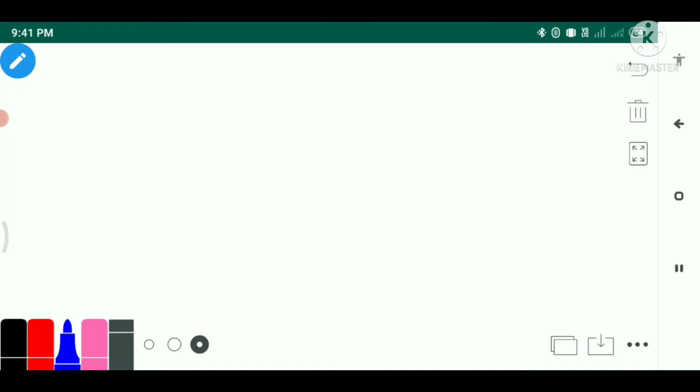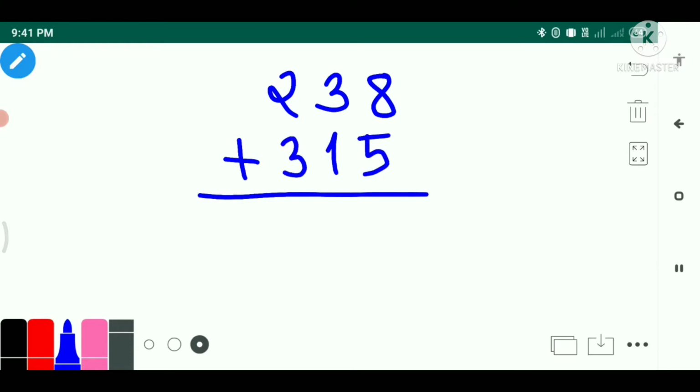Okay, so suppose we need to add 238 with 315. Now see the ones place, because we'll start adding the numbers from the ones place value, right? So in ones place 8 and 5 is there. This one is ones, right? So 8 plus 5, it will be how much? 13, right? So we can't put these two digits together.